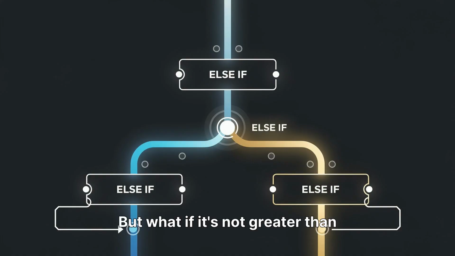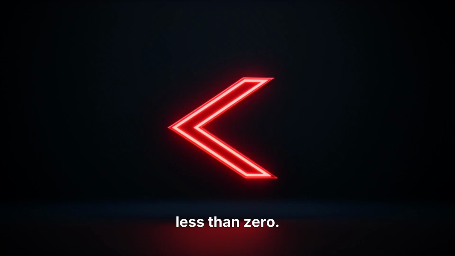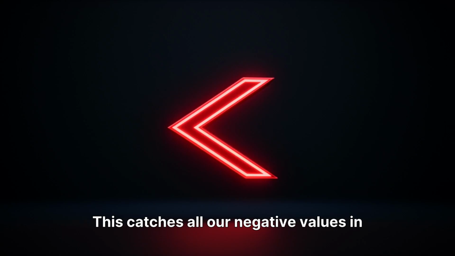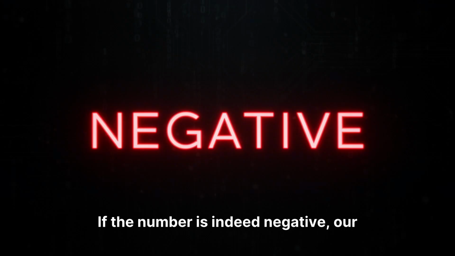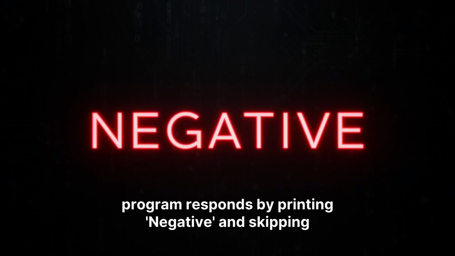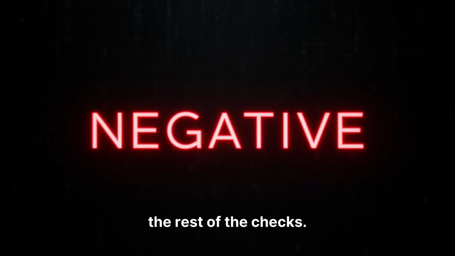But what if it's not greater than 0? We move to our secondary check using the else if statement. Here, we check if the number is less than 0. This catches all our negative values in one net. If the number is indeed negative, our program responds by printing negative and skipping the rest of the checks.